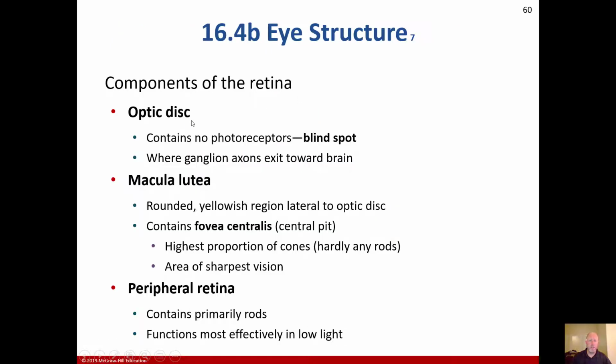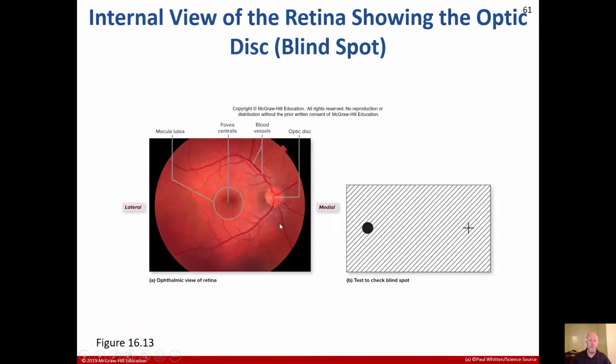The components of the retina, again, you just have to know the location for the optic disc and the macula lutea, certainly not as much of the fovea centralis component there, which is certainly a big component for us, both in terms of your location as well as an area we're going to talk about here with the rods and the cones. As you know, the optic disc is the blind spot. Just generally know that.